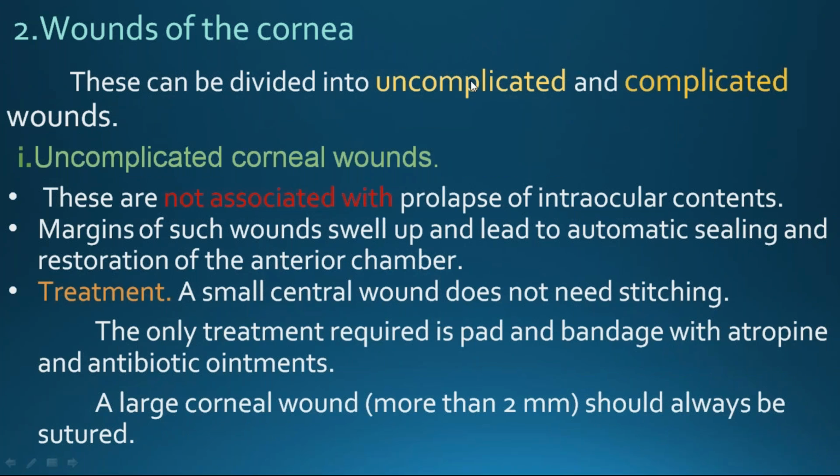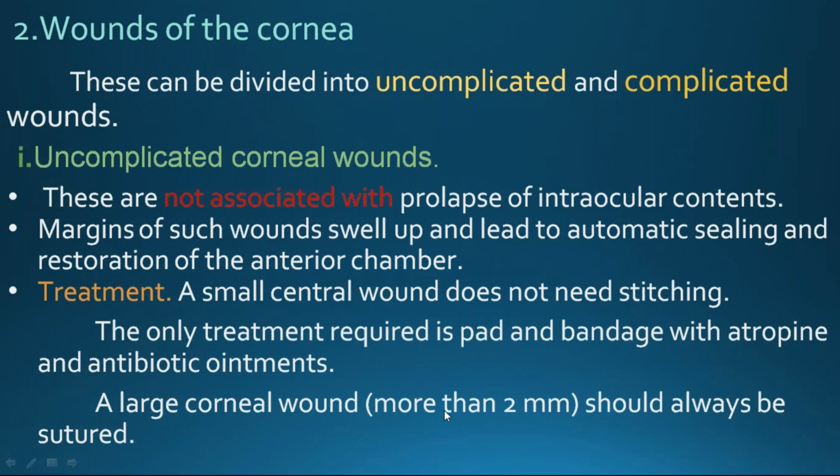Wounds of the cornea can be divided into uncomplicated and complicated wounds. Uncomplicated corneal wounds are not associated with prolapse of the intraocular contents. Margins of such wounds swell up and lead to automatic sealing and restoration of the anterior chamber. A small central wound does not need stitching. The only treatment required is a sterile bandage with atropine and antibiotic ointment. The small central corneal perforation, as I have shown you in the previous pictures, has no need for suturing. A very small perforation can be sealed with a sterile bandage, atropine for dilatation and antibiotic ointment.